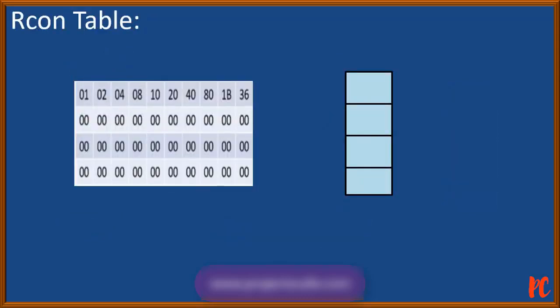Coming to the Rcon table, this is also a predefined table which is used in the process of key generation. If you are processing the first key generation, we go for the first column. If you are processing the second key generation, we go for the second column. If you are processing the third key generation, we go for the third column. Now since we are talking about the first key generation, we are going to take the first column, which will be 01, 00, 00, 00.